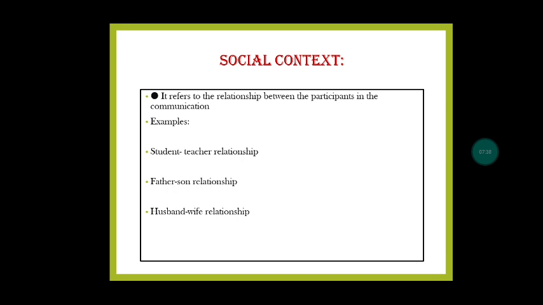Social context. It is a very important type of context. It refers to the relationship between participants in the communication. Example, student and teacher relationship, father and son relationship, and husband and wife relationship.